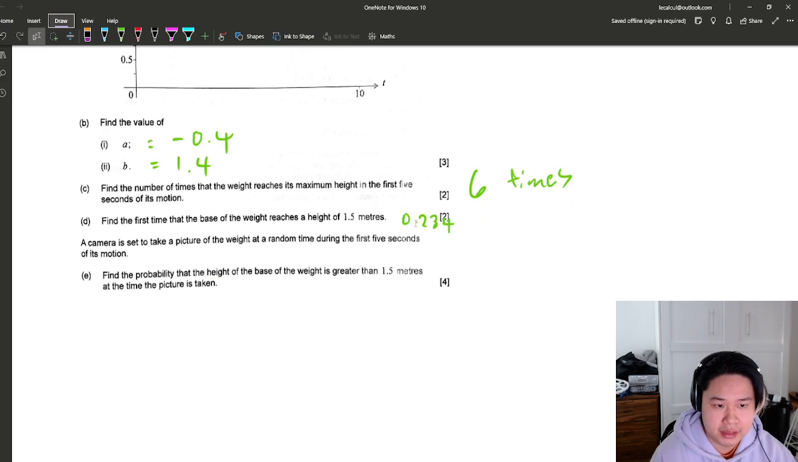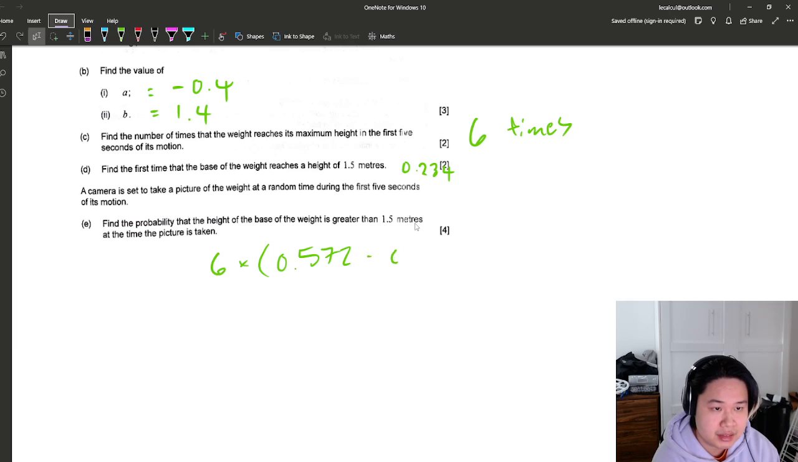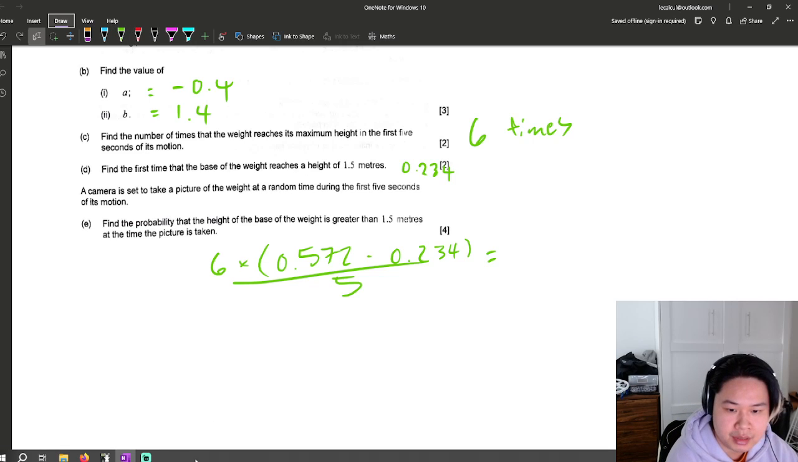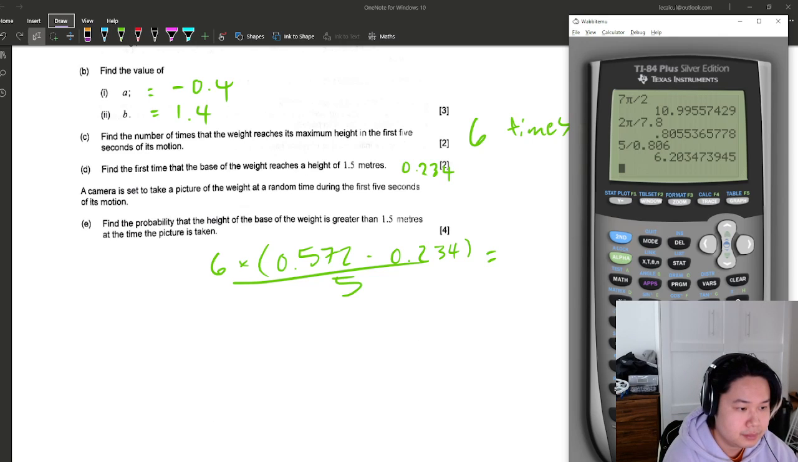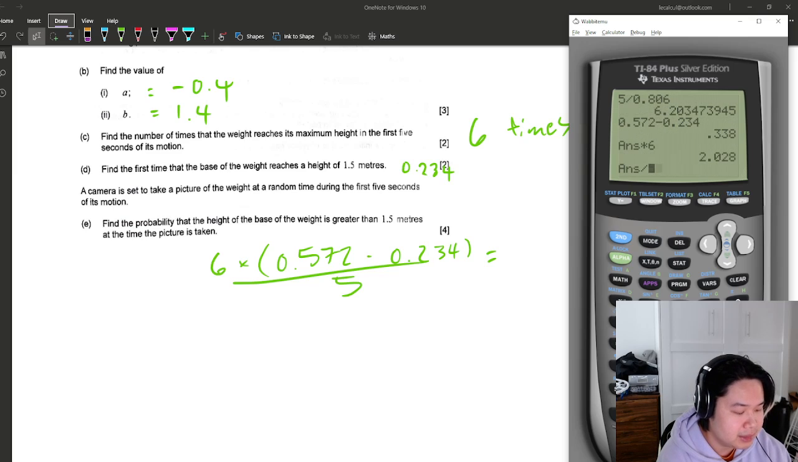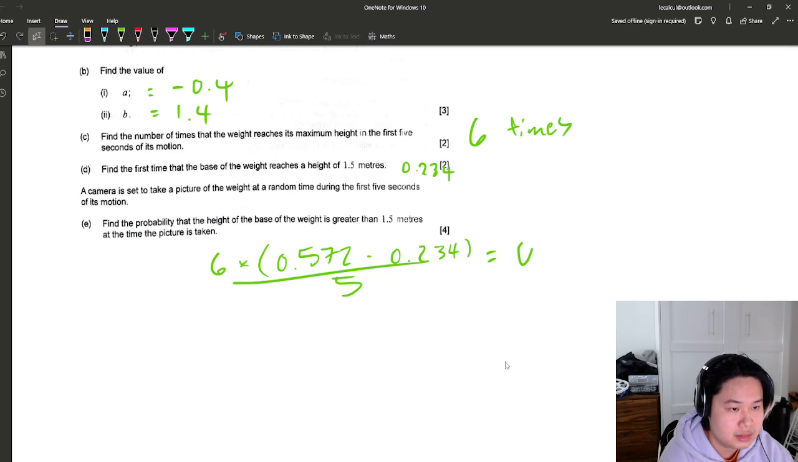So 0.572, right? So 6 times 0.572 minus 0.234, and then divide this by 5, and then you'll get some probability. So 0.572 minus 0.234 times 6 divided by 5. So 0.406, right?